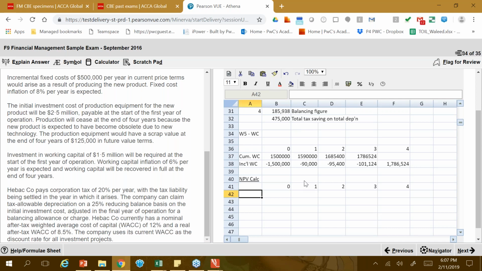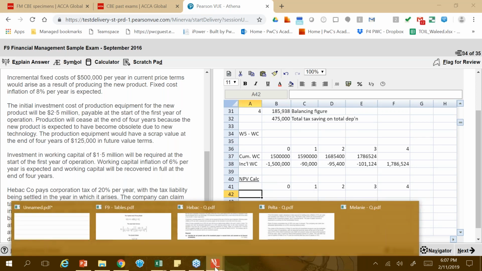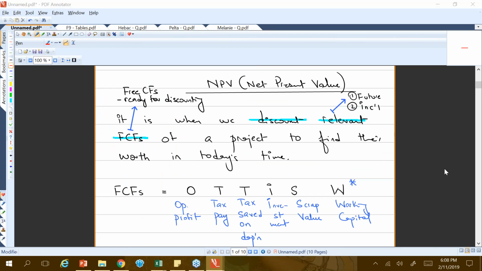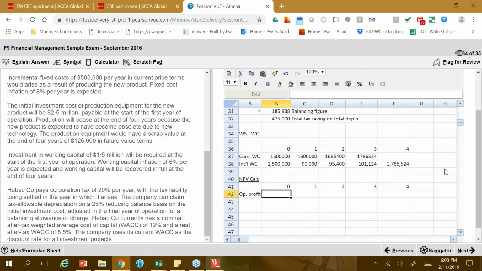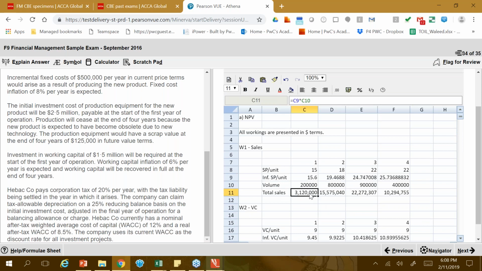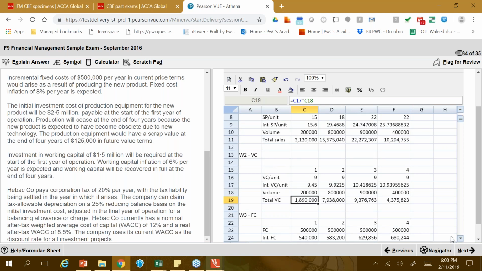The first thing is, I want you to go back to my memory aid for finding the free cash flows, which was Otis W. O is the operating profit. So the first thing is I have to work out the operating profit here. Within the operating profit, we know that is sales minus costs. So let me go back to my workings. What were our sales? Our sales for the first year were in C11. What were our costs? Our variable costs were in C19, and our fixed costs were in C24. So C11 minus C19 minus C24, C11 being sales, C19 being variable cost, and C24 being fixed cost. Let's bring them here.